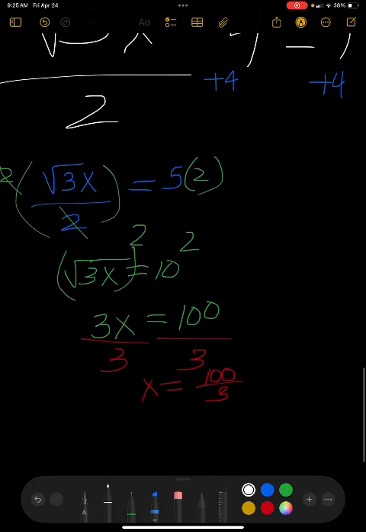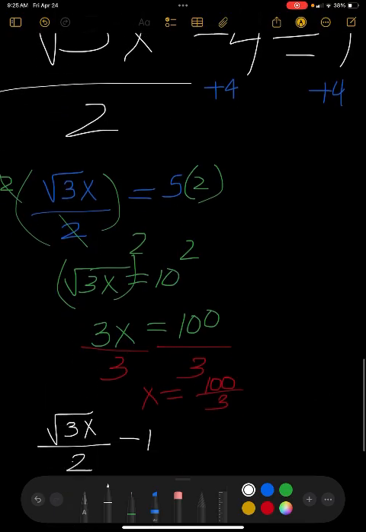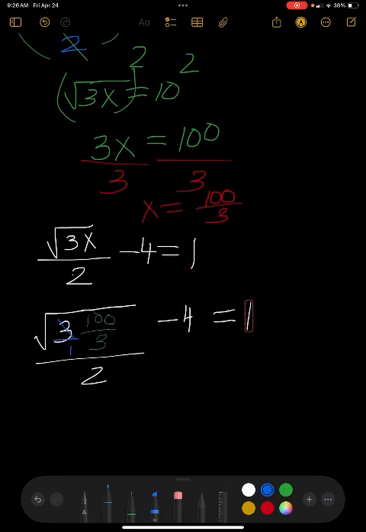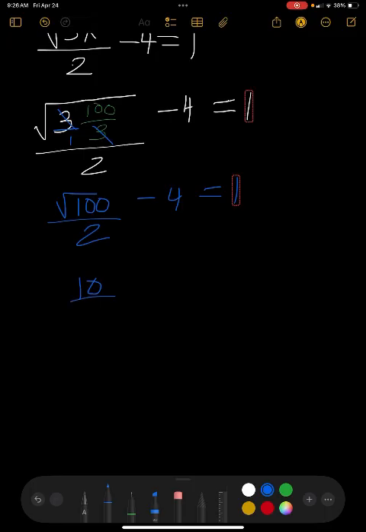So the equation we had was square root of 3x over 2 minus 4 equals 1. And now we're going to plug in 100 thirds for that. So we have square root of 3 times 100 thirds, over 2, minus 4 equals 1. And solving this, these will cancel. So we get square root of 100 over 2 minus 4 equals 1. 10 over 2 minus 4 equals 1. 5 minus 4 equals 1. Yay! All right, so that worked.